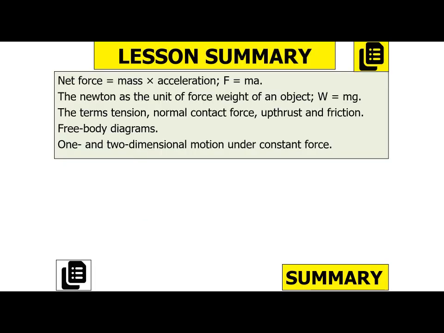So to summarise what we've looked at in today's lesson, the net force or resultant force is equal to mass times acceleration, F equals ma. The Newton as a unit of force, then the weight of the object is equal to W equals mg.